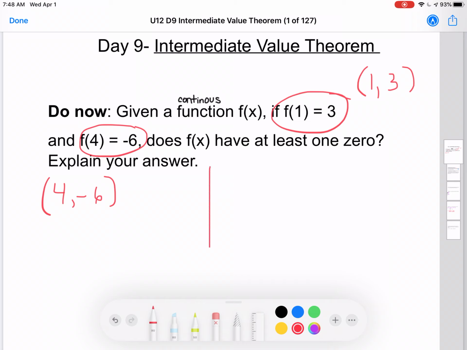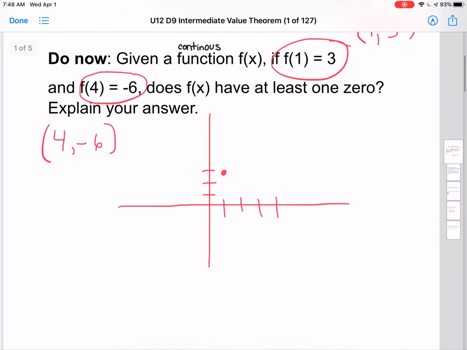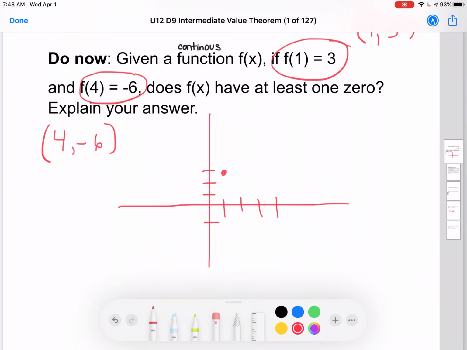If we were to graph this, let me move it up a little bit. Right, if we were to graph it, it looks like this. Now it says that it's a continuous function. So if it's a continuous function, to get from this point to this point, it is going to have to cross over the x-axis. So therefore it does have at least one 0.